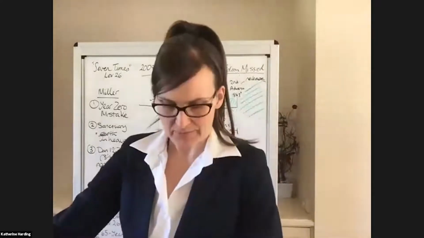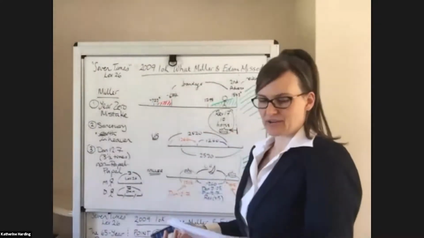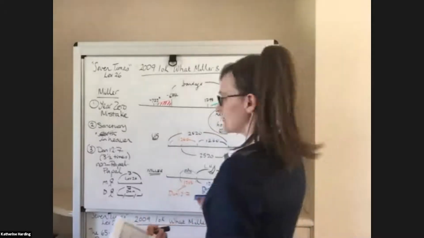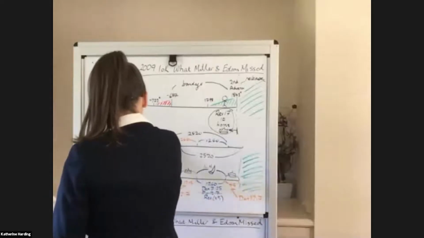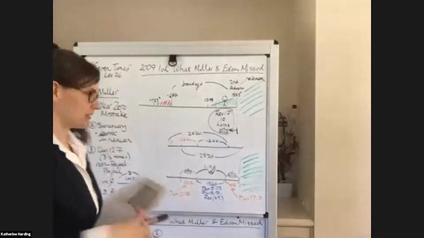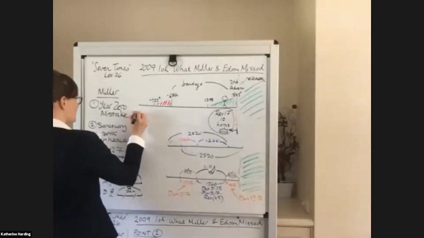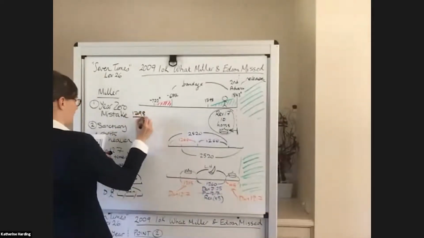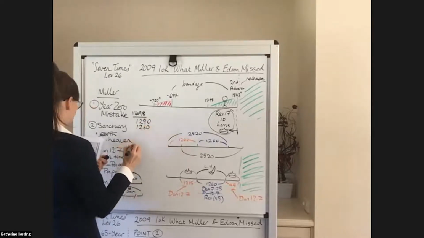I'm just going to clear a bit of space to list all the different ways he came to 1798, 1843 and 45. I'll just show this bit up here. Hold on a minute. So for 1798, he had the 1290, he had the 1260, he had the 2520.